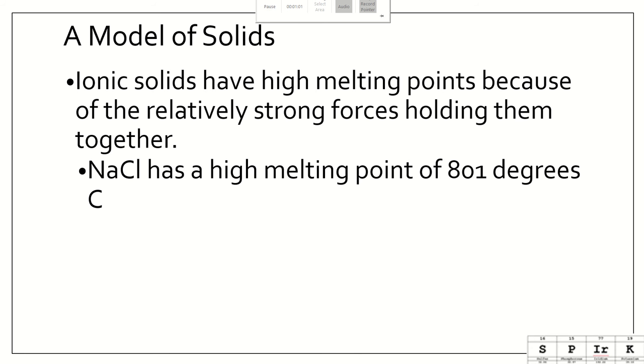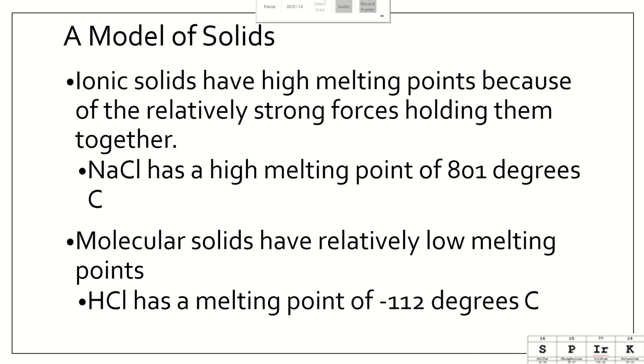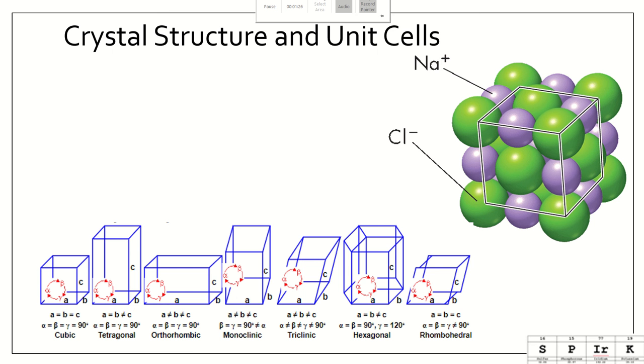All right, ionic solids have really high melting points because of the relatively strong forces that hold them together. Remember, they have the ion dipole force, which is between the electrostatic charges. And then molecular solids have relatively low melting points because they have things like London dispersion forces. Maybe some of them have dipole-dipole forces. So they have those weaker intermolecular forces, which causes them to have lower melting points.